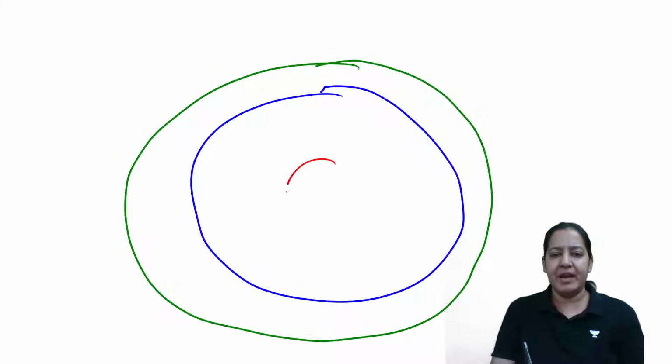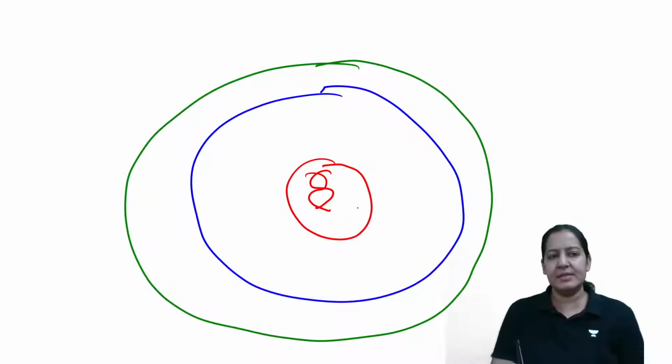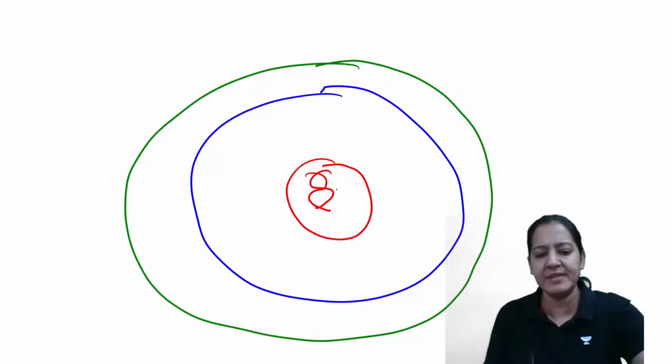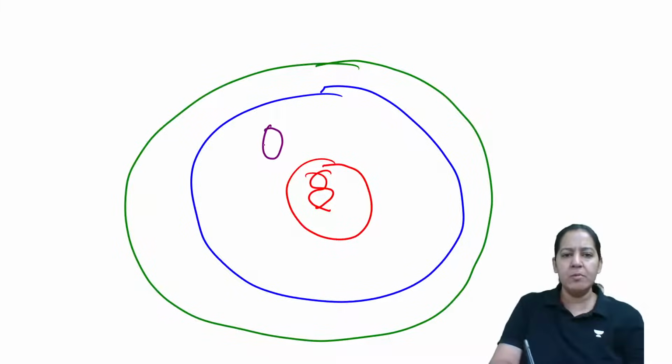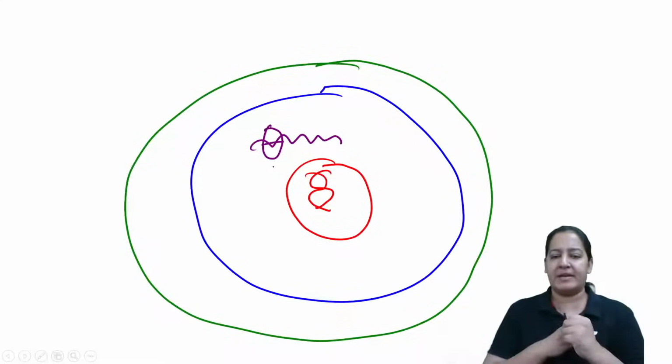Inside is the nucleus. Let me draw the nucleus. Inside the nucleus, this is the DNA. Can you see? This is the DNA. Now, see where protein synthesis takes place. This is a ribosome on which protein synthesis takes place, right? Transcription and translation are taking place. So this is the cell of a bacteria.